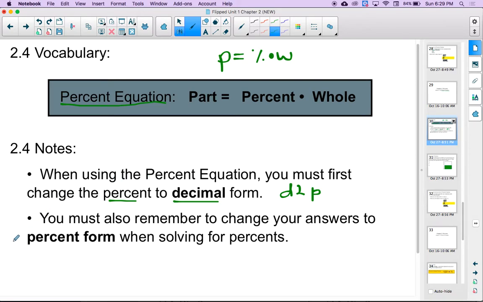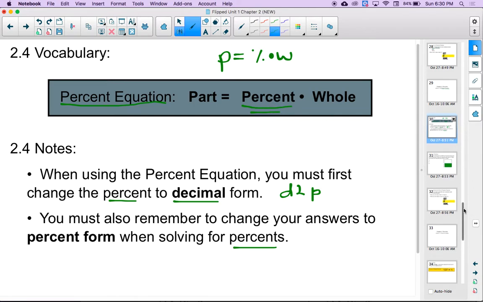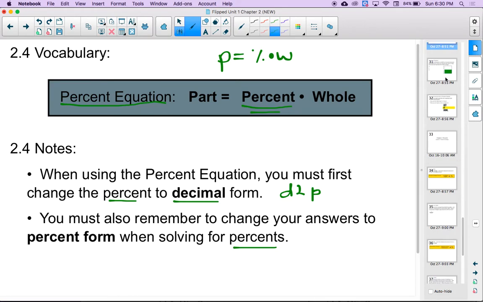The other thing we have to remember is if we are solving for a percent, if our x is in the percent spot, we will end up getting a decimal answer and we will have to turn it back into percent form at the very end. So this guy right here ends up being our little bit of a problem because we have to change it to a decimal before we can solve. And if we're solving for this part, we have to change to a percent at the very, very end. I will work with you on this. I will remind you, so don't stress.